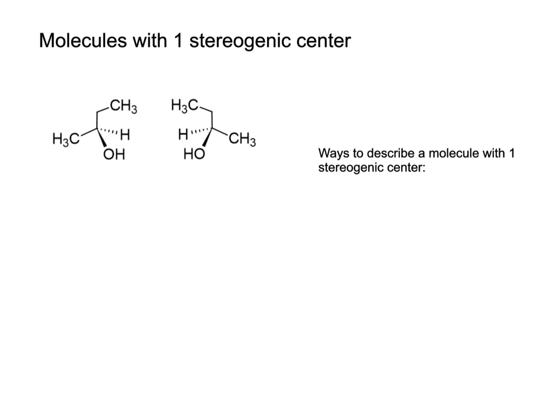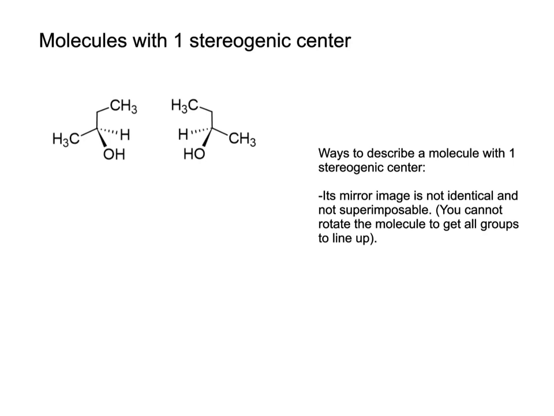Well, if we look at these, you can see that they're actually mirror images. But we already discussed that they are not identical and they're not superimposable. Why is this true? Well, if you try to rotate this molecule on the right in any direction at all, try to knock it over, flip it, do whatever, you can never get all 4 of its groups to line up with the 4 groups on the other molecule. If you want to prove this to yourself, feel free to build this with a molecular modeling kit.